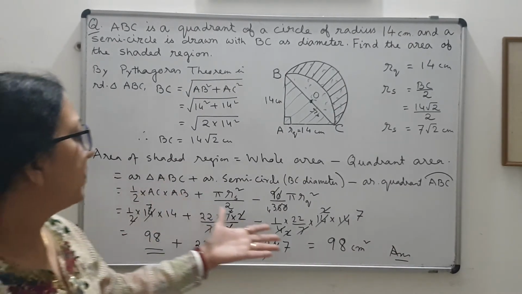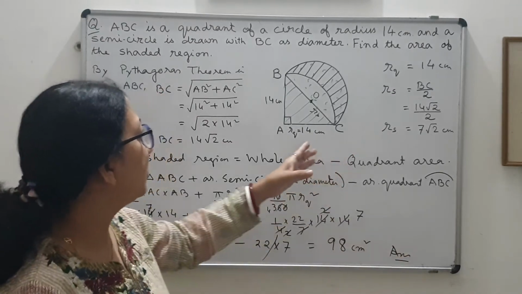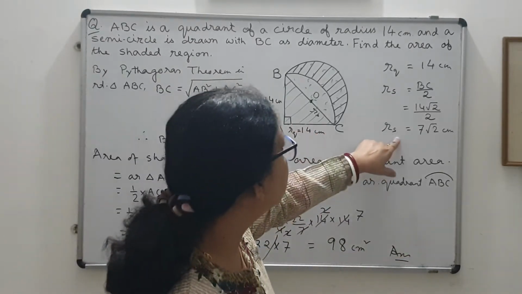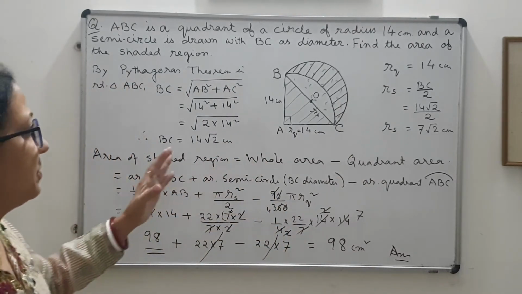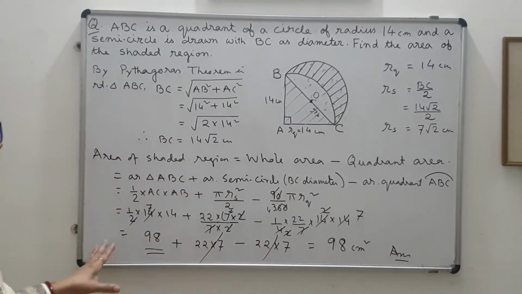So in this way we manage the calculations, and also we have used suffixes for avoiding confusion of the radius values for semicircle and quadrant. Okay, I think it's clear.